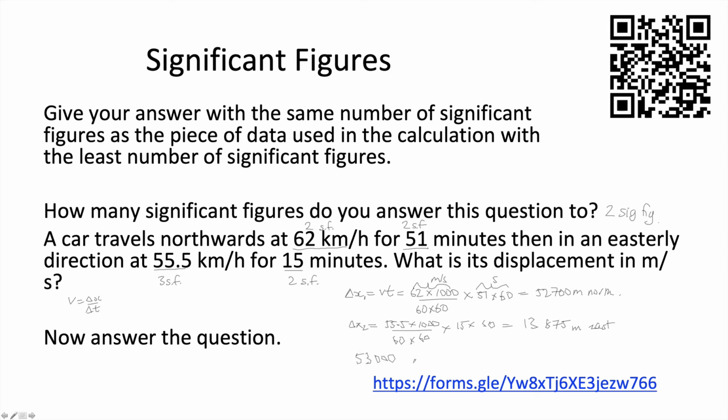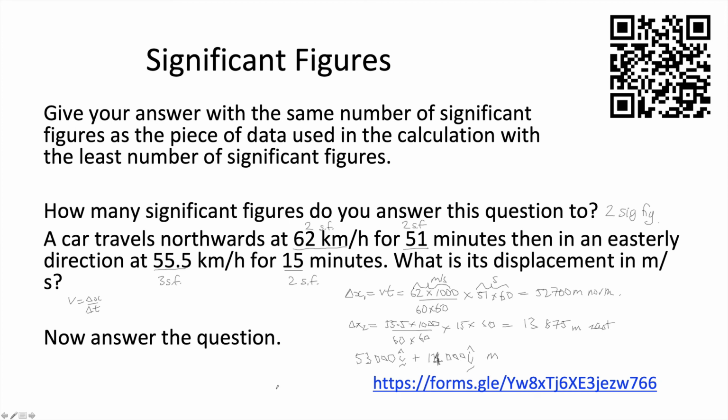53,000, sorry, the pen isn't working very well, plus 13,000, sorry, that'll be 14,000 because it's to two significant figures, J, and then we do need our units, so meters. So that's one way we can do it.